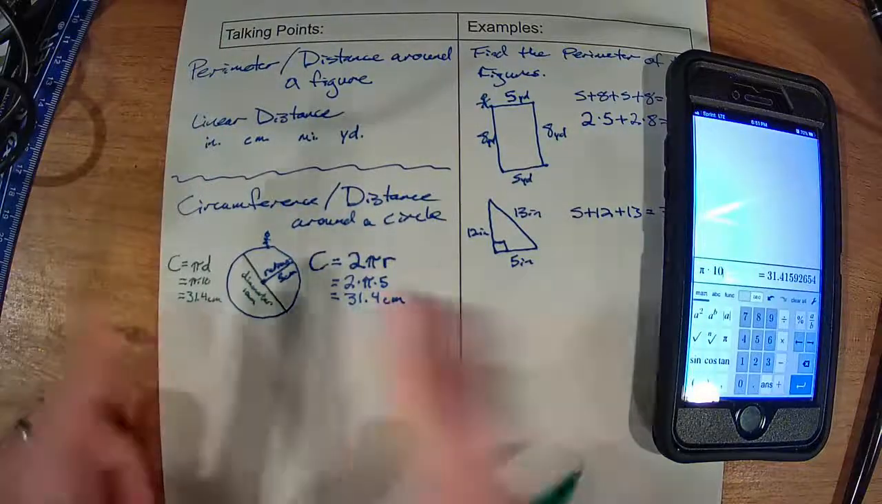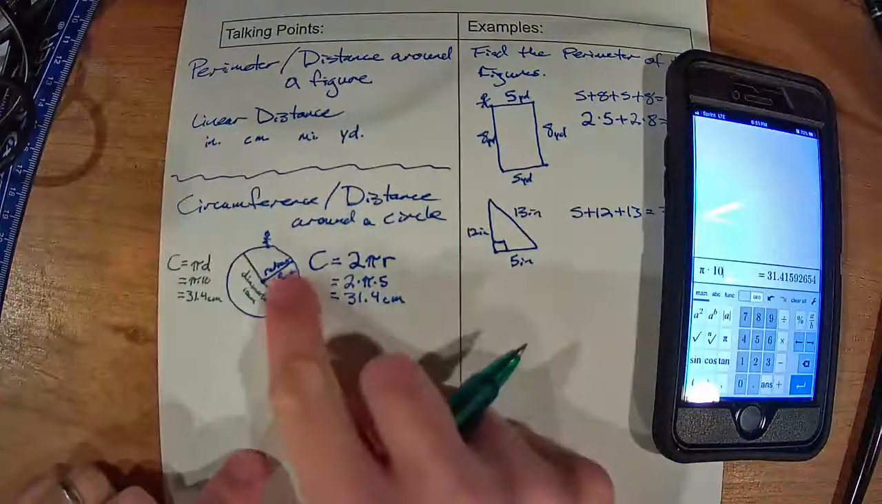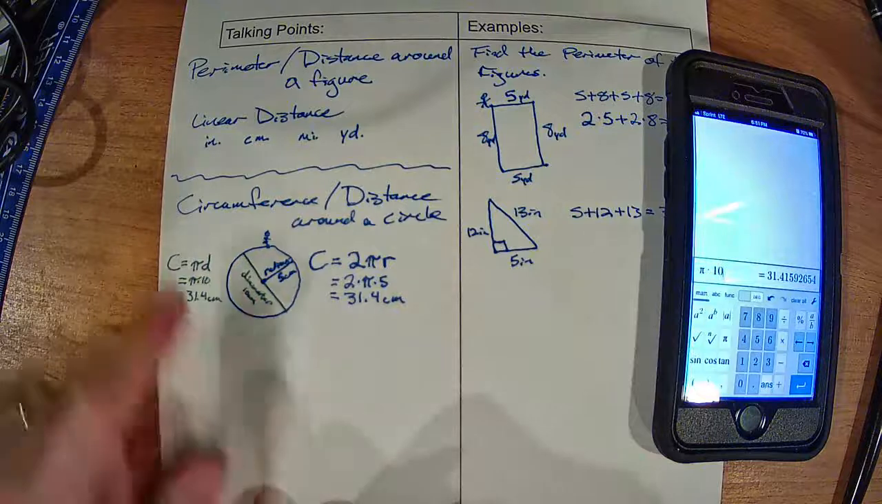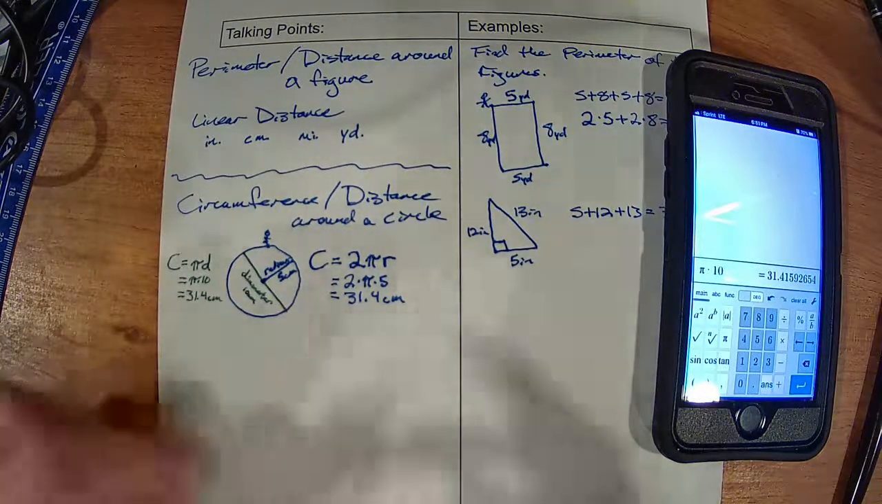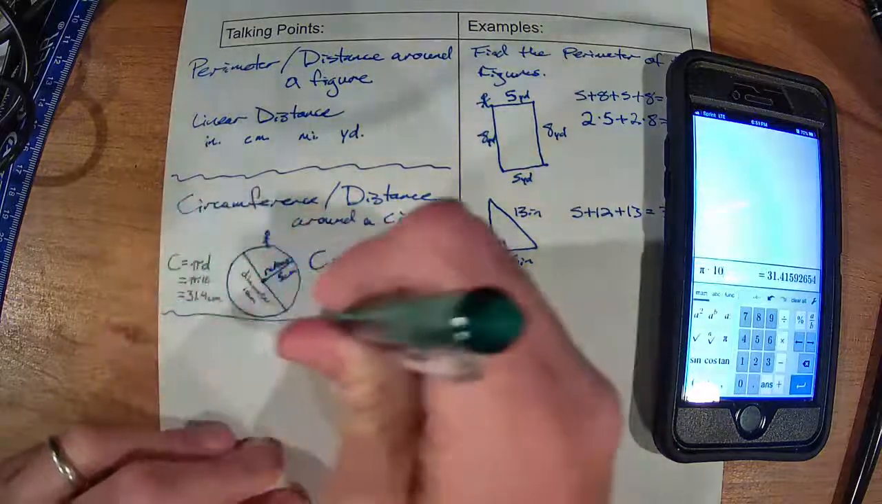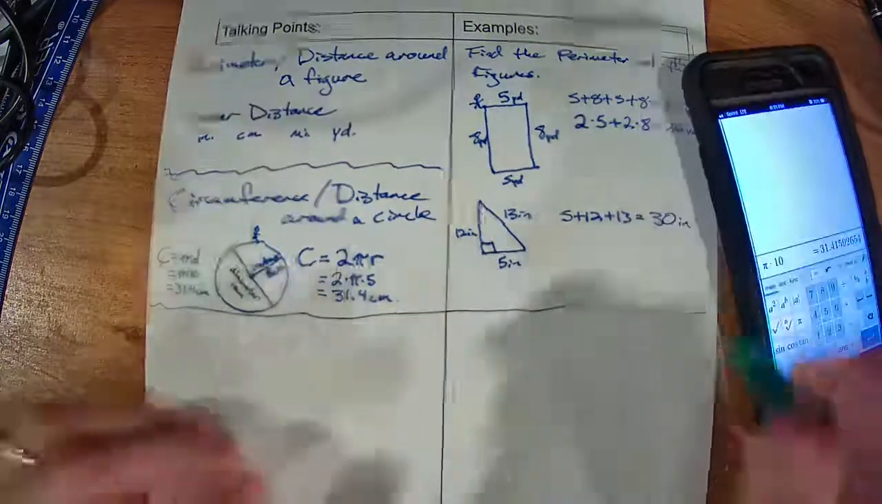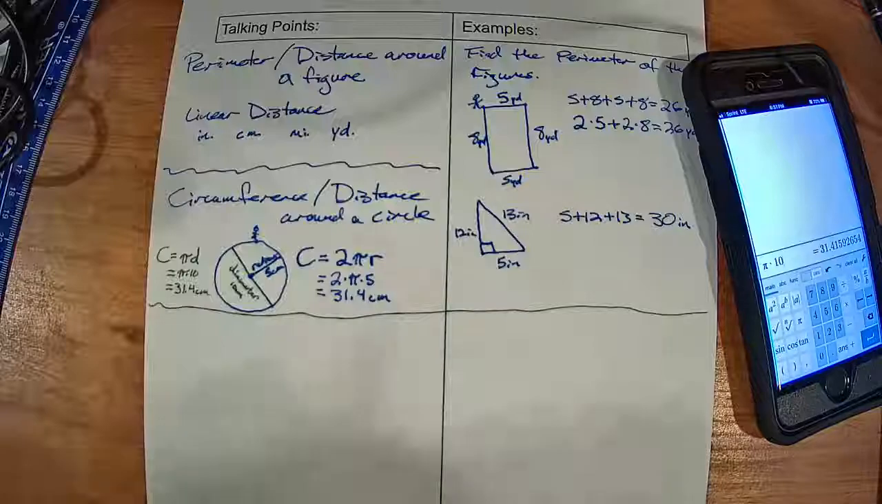So either formula will work. The question is, what do you have to work with? If you've got a radius, well, then use this formula. If you've got a diameter, then use that one. And make sure you get those down, folks. That's pretty straightforward. So that's perimeter or circumference, as the case could be.